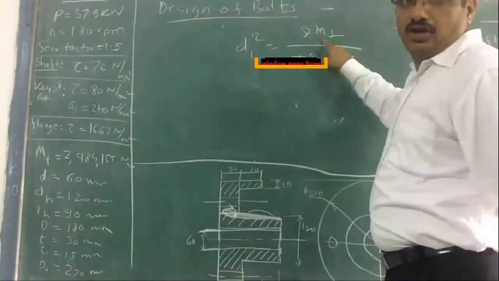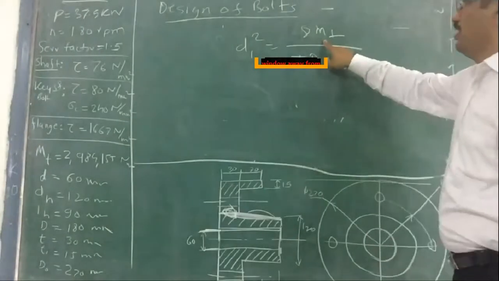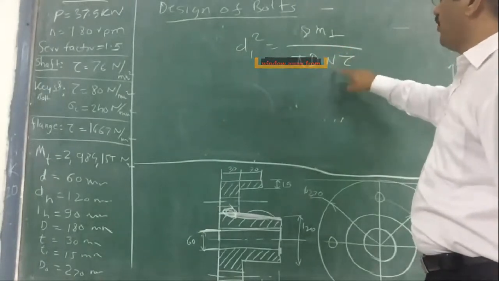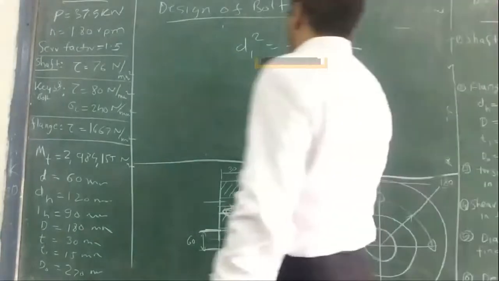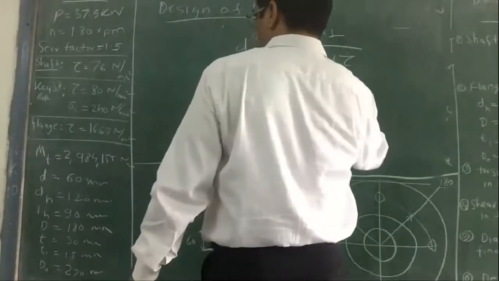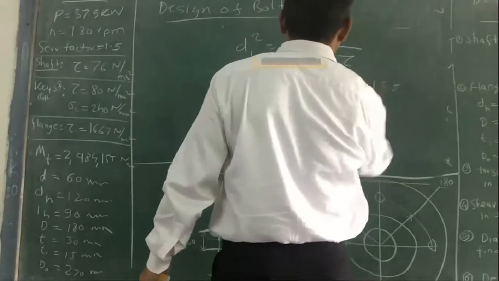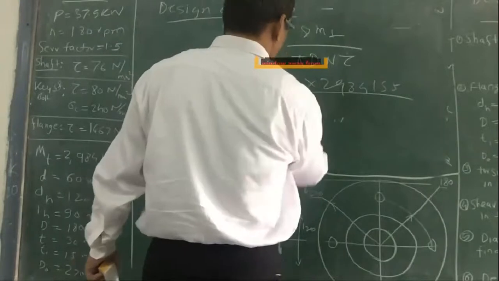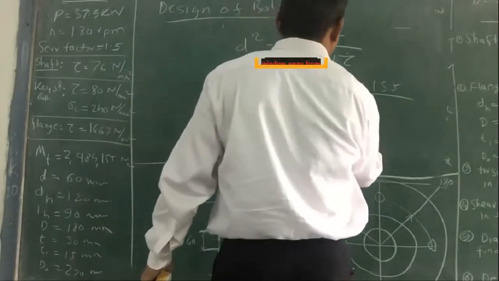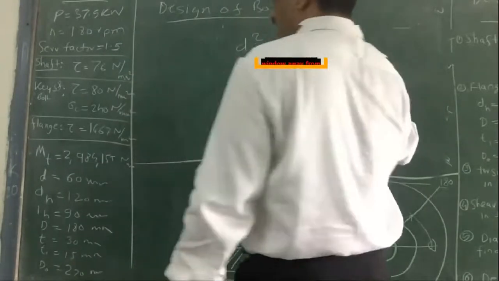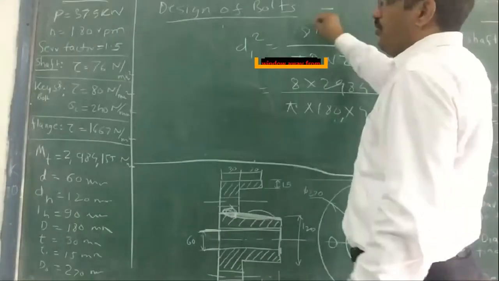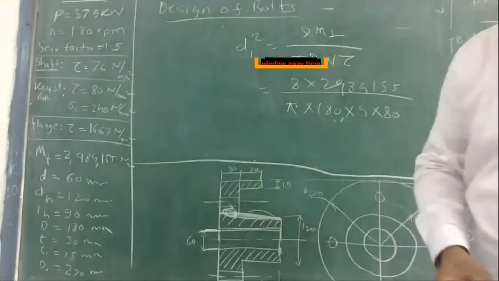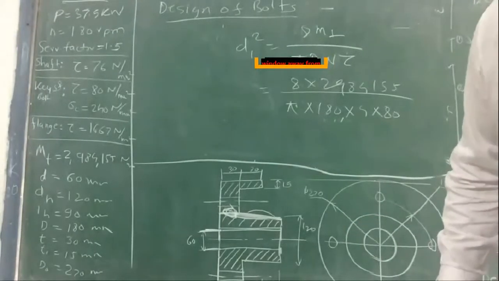Mt is the torque transmitted by the flange. D is the pitch circle diameter, then the number of bolts and the allowable shear stress. So we know all this: 8 into 2984155 upon 5 pi, the pitch circle diameter we have calculated as 180. The number of bolts is 4, and this is the figure of the bolts. For bolts the allowable shear is 80. So d1 squared is equal to 8 into 2984155 upon 5 pi into 180 into 4 into 80.